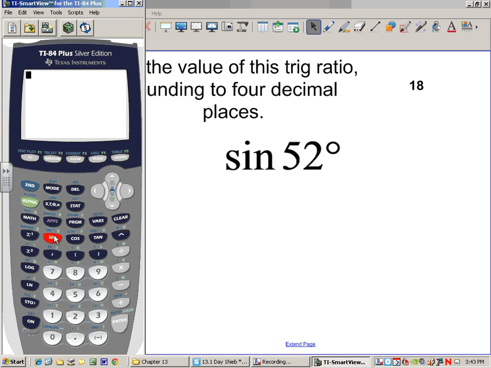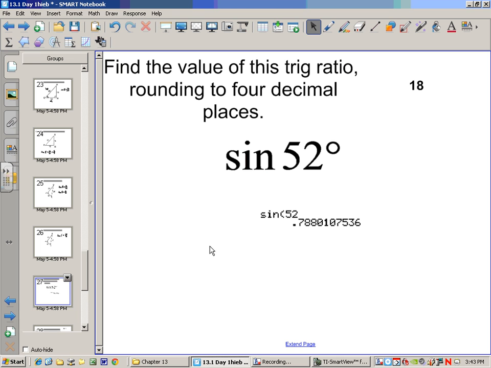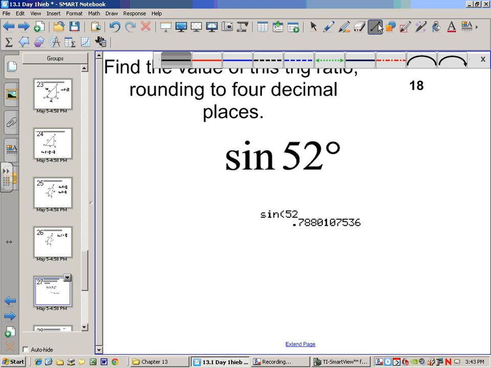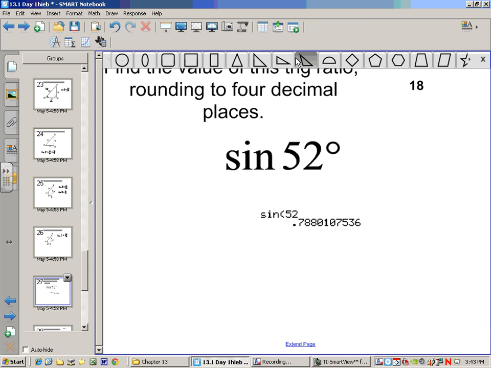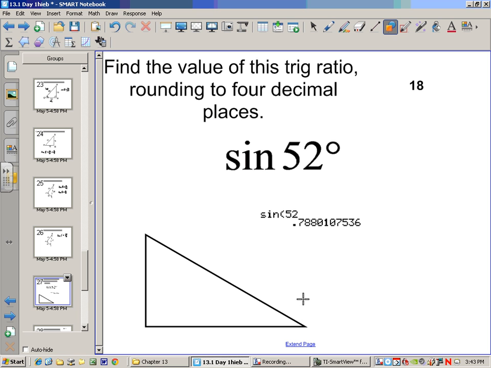So if we quit out of this and just push sine of 52, that answer is 0.7880. So what that means is if I have a right triangle where this angle is 52, the ratio of this side, the opposite over the hypotenuse, will always be 0.788. This ratio will always equal 0.788.